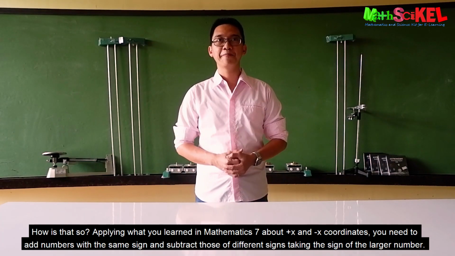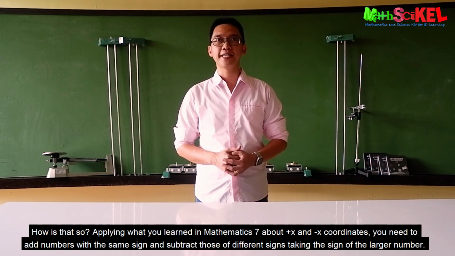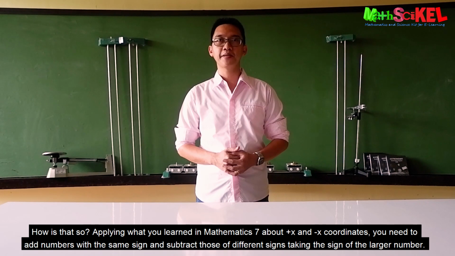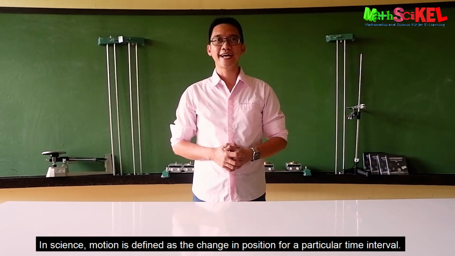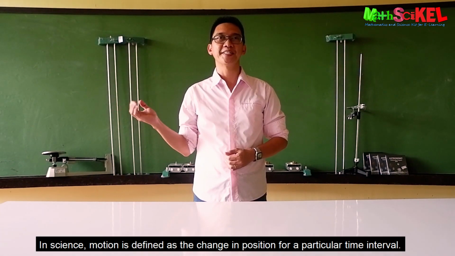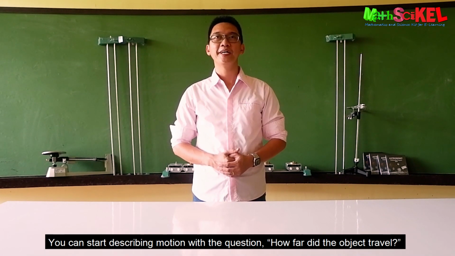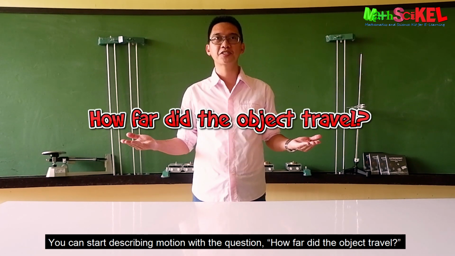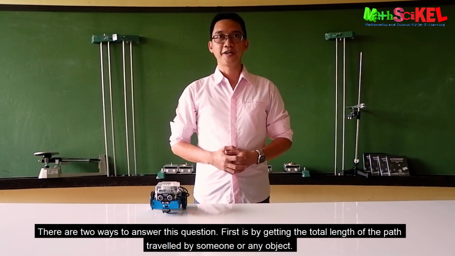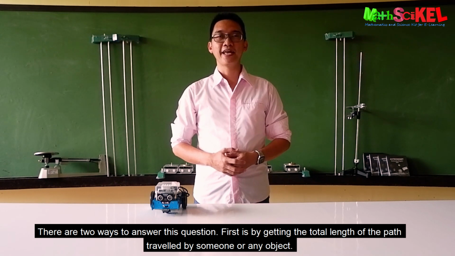How is that so? Applying what you have learned in Mathematics 7 about the positive x and negative x coordinates, you need to add numbers with the same sign and subtract those of different signs, taking the sign of the larger number. In science, motion is defined as the change in the position for a particular time interval. You can start describing motion with the question, how far did the object travel? There are two ways to answer this question.